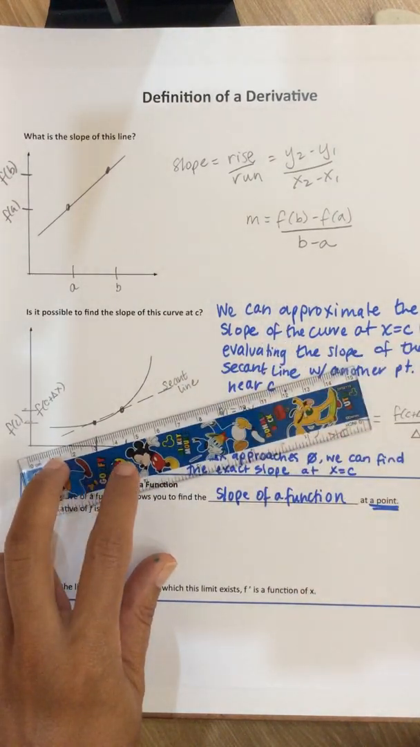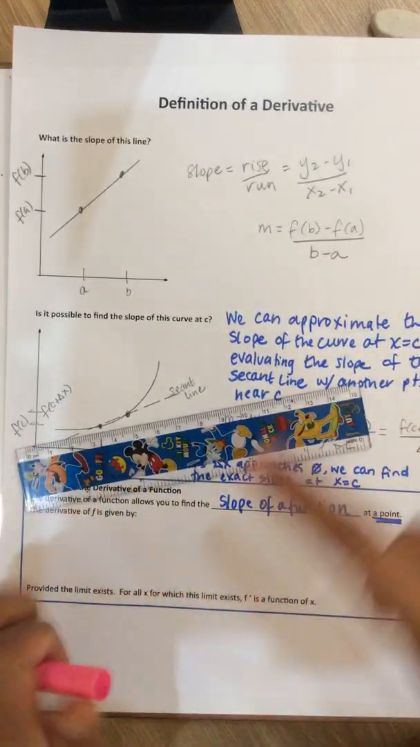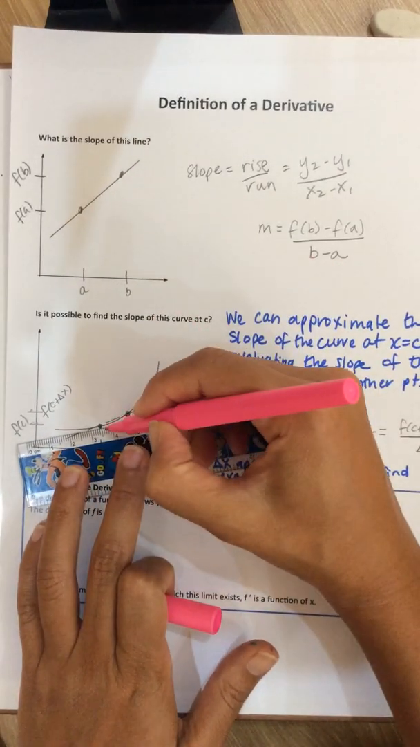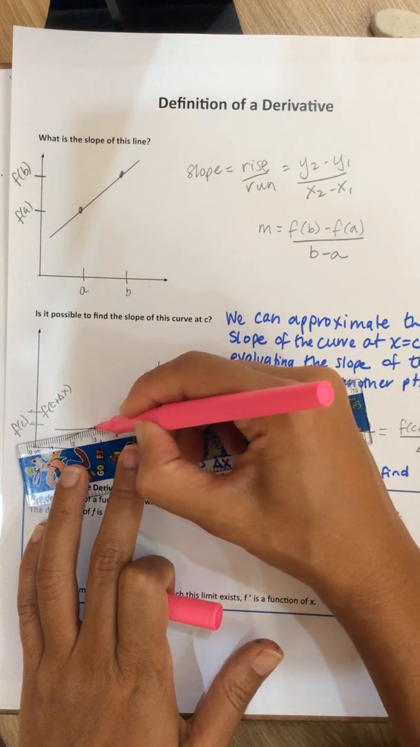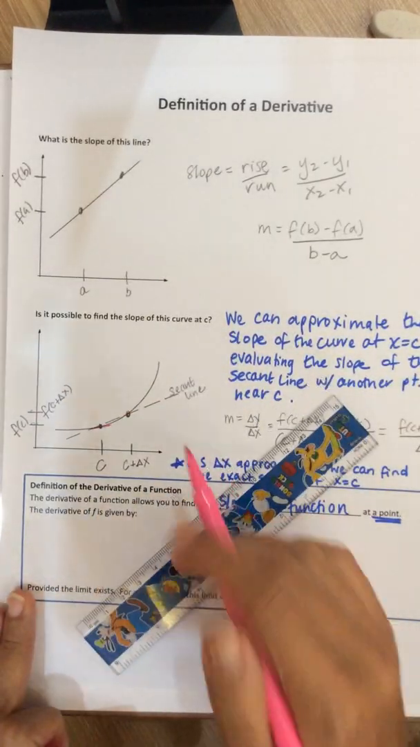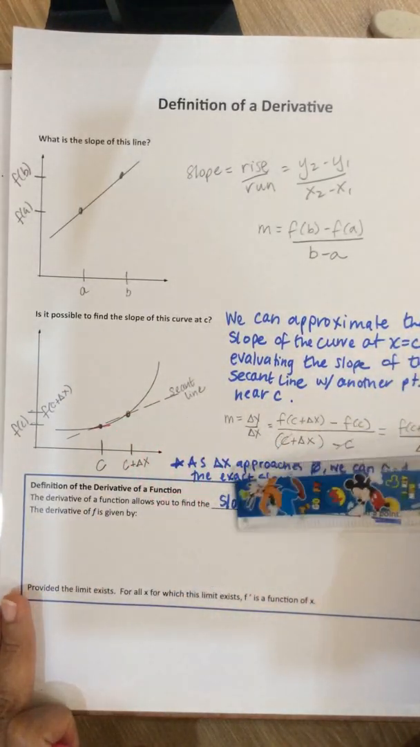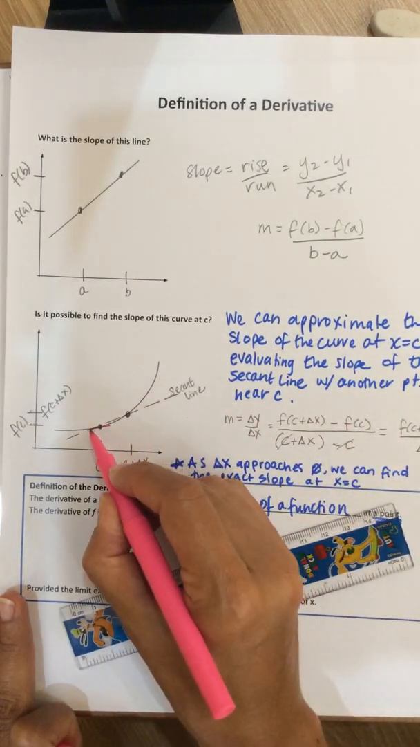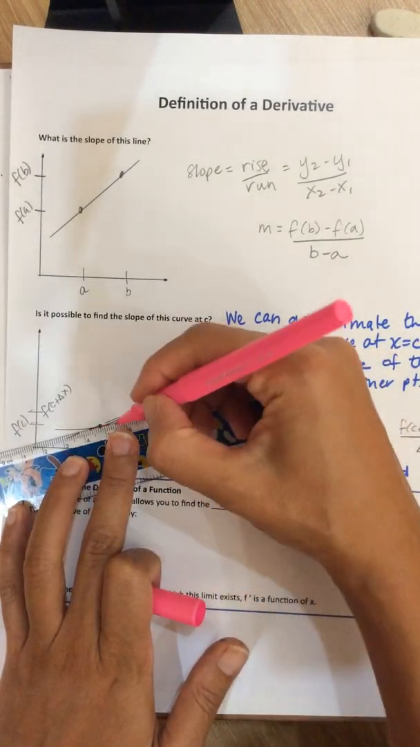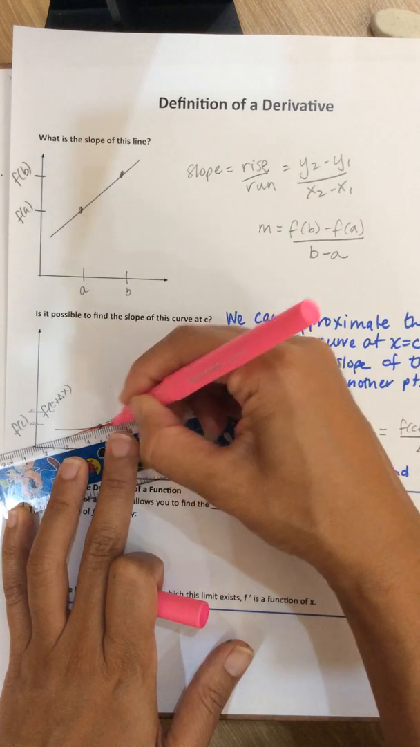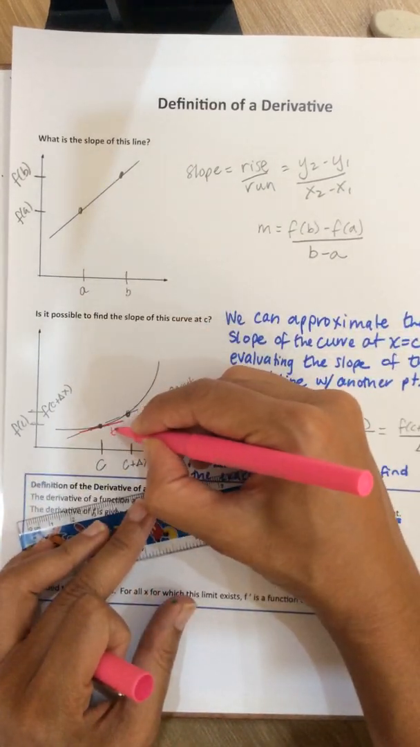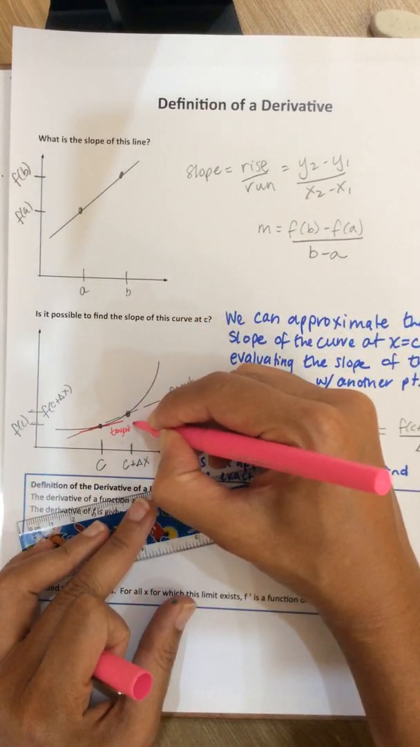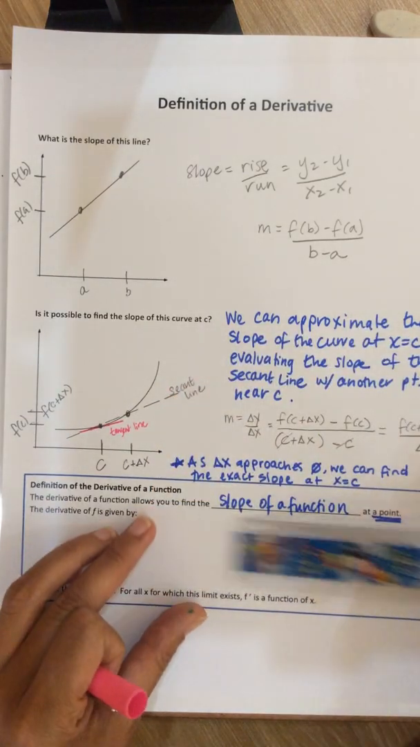Let me just use another color. Skip ahead a little bit. So you're really trying to find the slope of this tangent line. This line that only hits the curve at one point, at this point c. So here, we're really trying to find the slope of the tangent line. So that's my tangent line. Okay, but we're going to talk about that later.